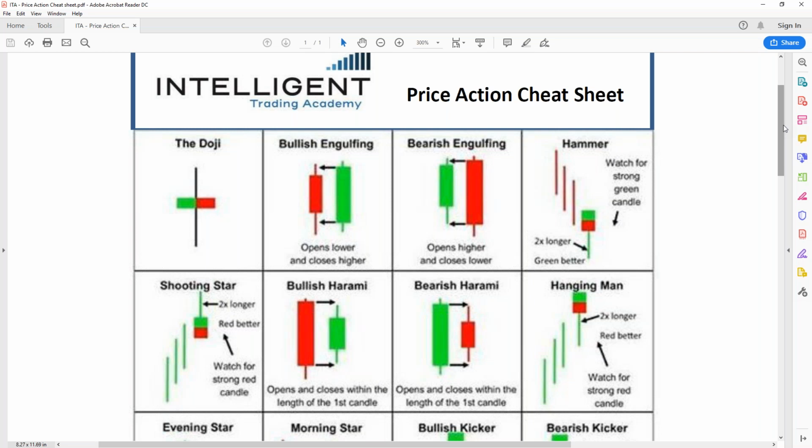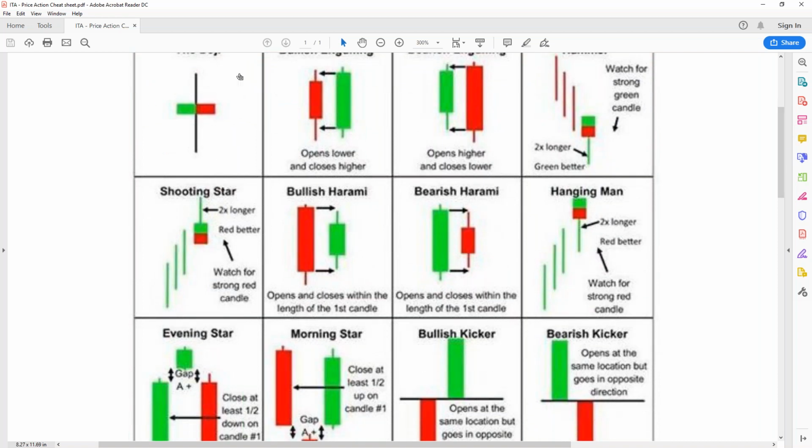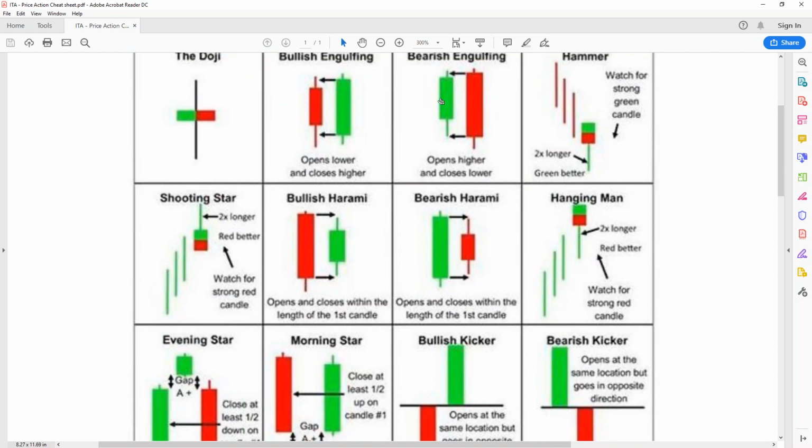We don't use point and figure, guys. Point and figure is probably one of the oldest, and although it's very powerful, it's quite hard for newer traders to understand. I know Adrien used to use PNF charts many years ago as a trend follower, but typically these are the price action go-to chart sheets and setups that we look for. So we look for the doji, looking at the bullish engulfing and the bearish engulfing.